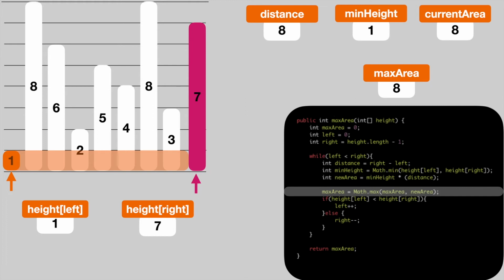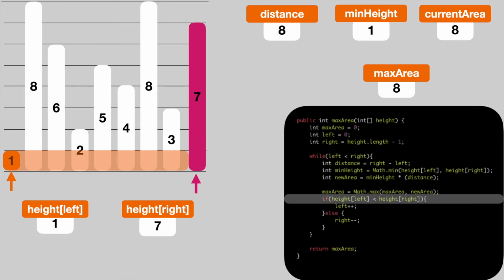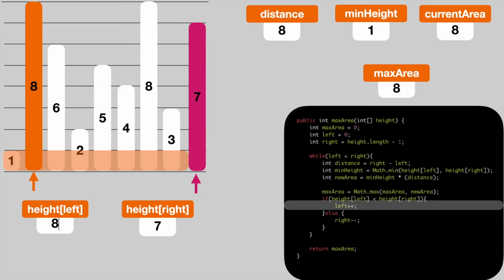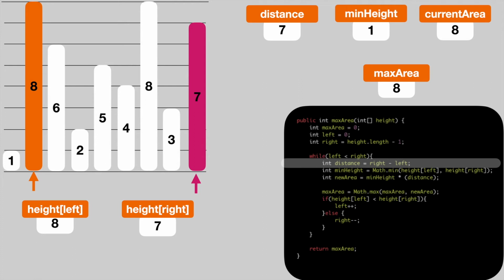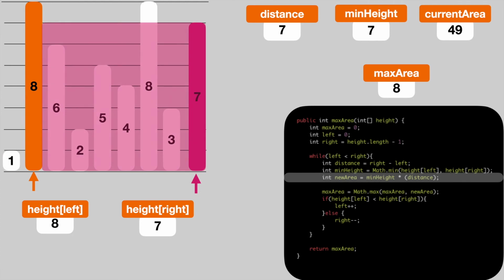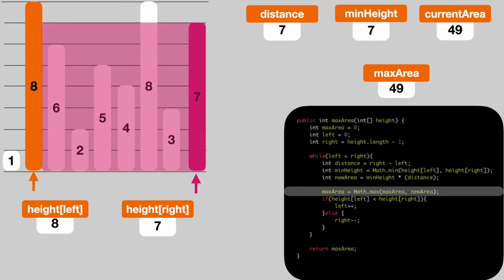8 is the maximum. So next, after taking the maximum area, we will try to advance from the smallest element, which is 1 in our case. So we increment the left index since we need to find the largest possible height for our rectangle. We moved forward from the shortest bar. Next, the condition is still valid, so we calculate again the distance. Now the distance is 8 minus 1, 7, the minimum height is 7, and the new area is 49. So we compare the new calculated area and the previous one, 8 compared to 49. So 49 is the new container that can contain the most water.